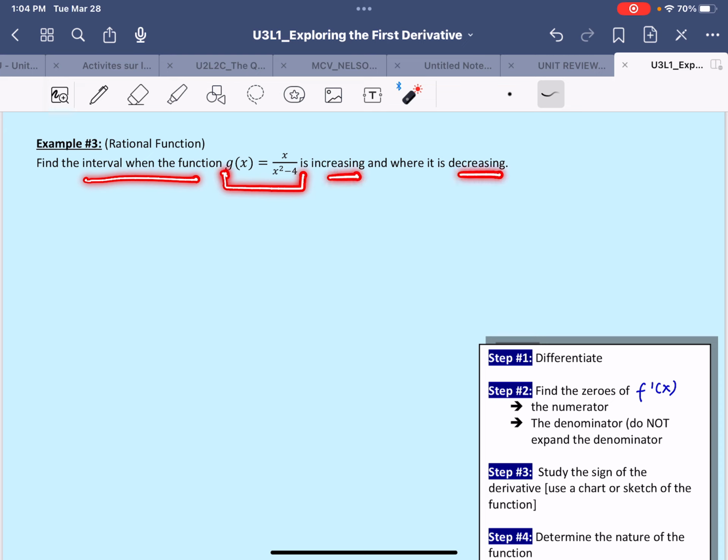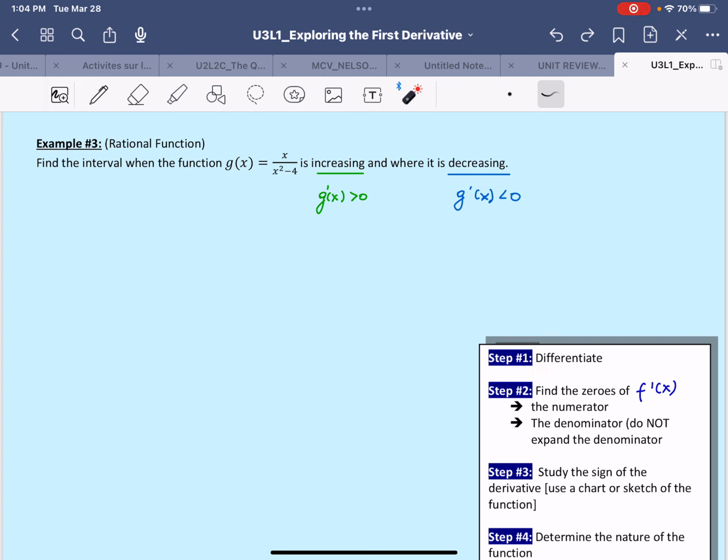In other words, we're asked to find the intervals of increase and decrease. And to find the intervals of increase and decrease, we use the first derivative. Remember that we reinforced at the beginning of the lesson that a function is increasing in an interval where the first derivative is positive, and it is decreasing in an interval where the first derivative is negative. So what that means is that we need to find the first derivative.